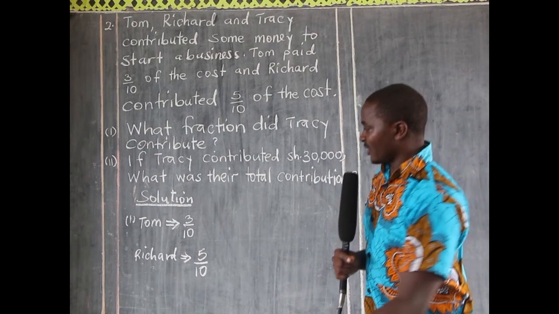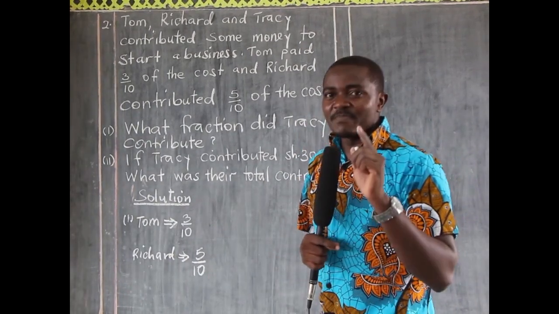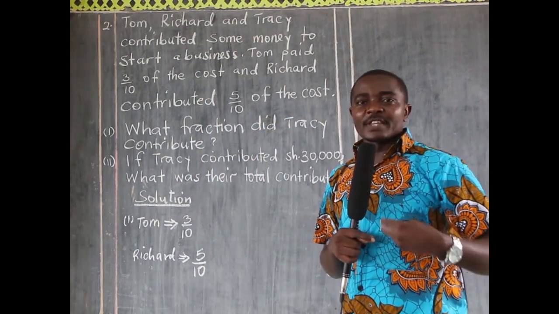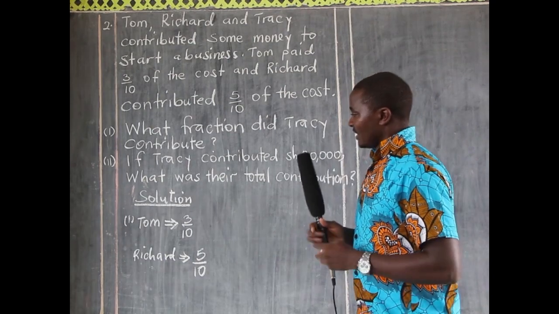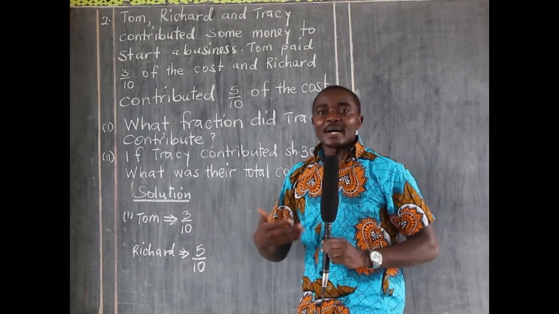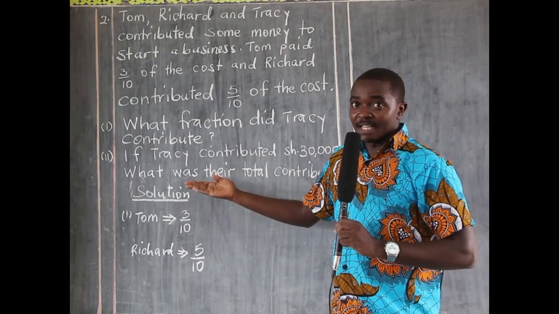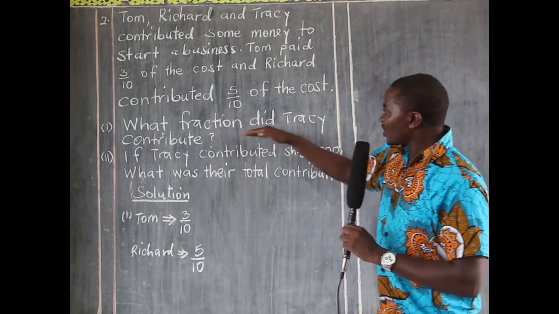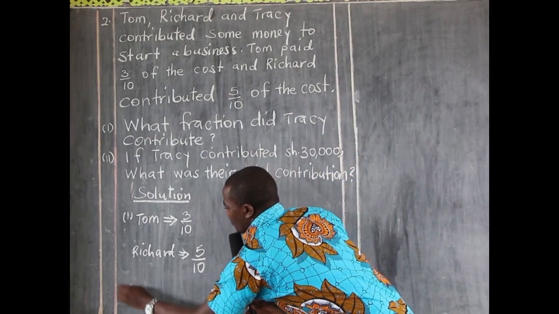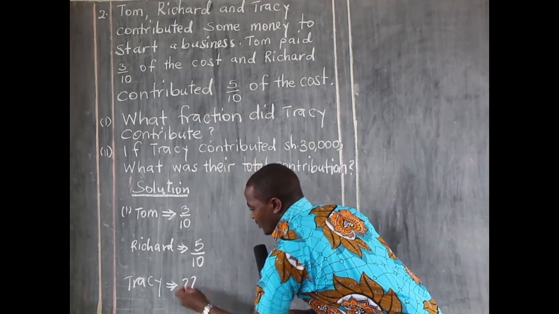So we have the fraction for Tom, we have the fraction for Richard, but remember, there are 3 people who contributed to the business. We know the fraction for Tom, we know the fraction for Richard, but we don't know the fraction for Tracy. So it is very important. What fraction did Tracy contribute? We need to know the fraction for Tracy.